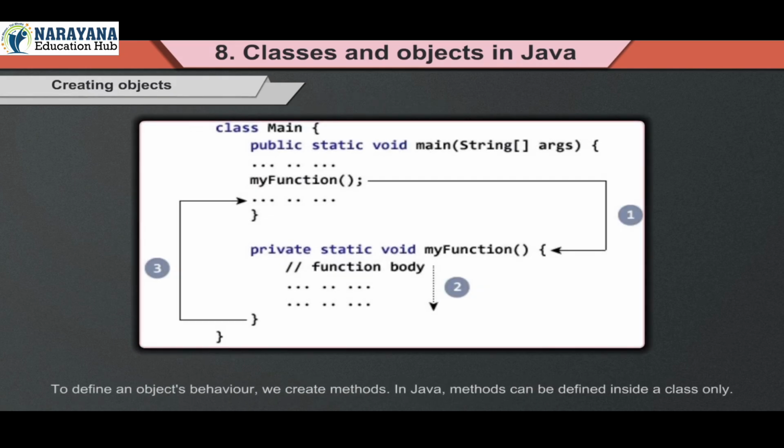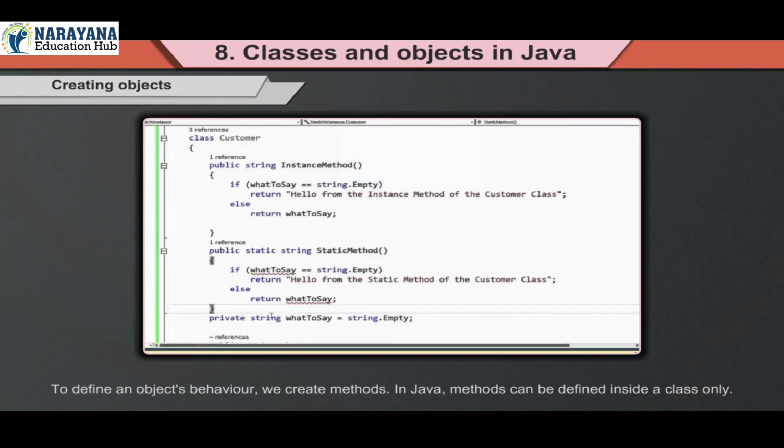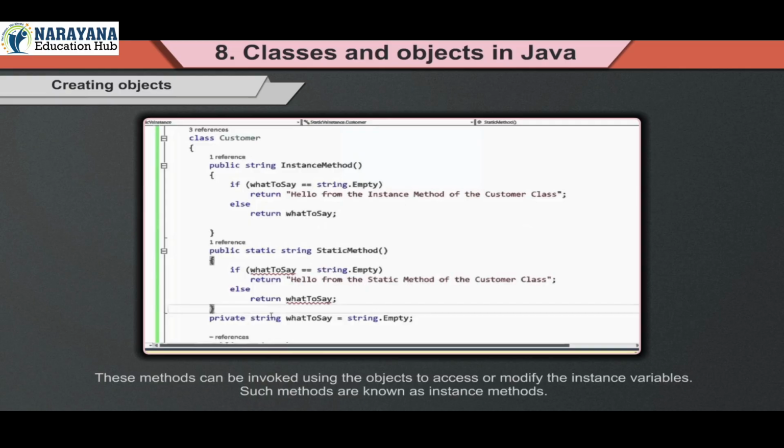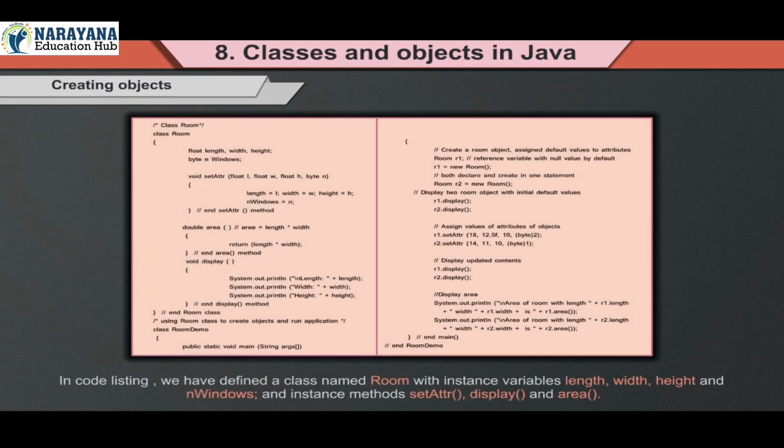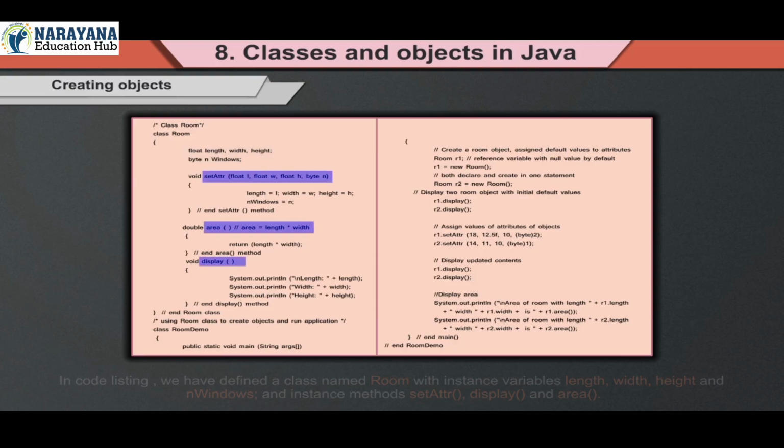To define an object's behavior, we create methods. In Java, methods can be defined inside a class only. These methods can be invoked using the objects to access or modify the instance variables. Such methods are known as instance methods. Instance methods are used to define behavior of an object. Invoking a method is to ask the object to perform some task. In the code listing, we have defined a class named Room with instance variables length, width, height, and windows, and instance methods setData, display, and area.